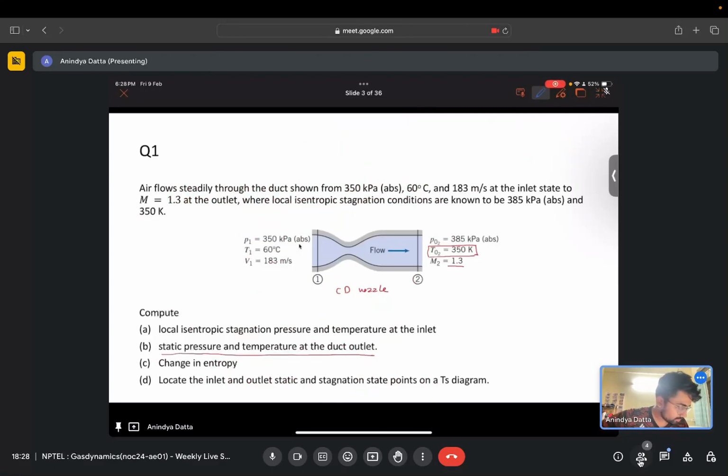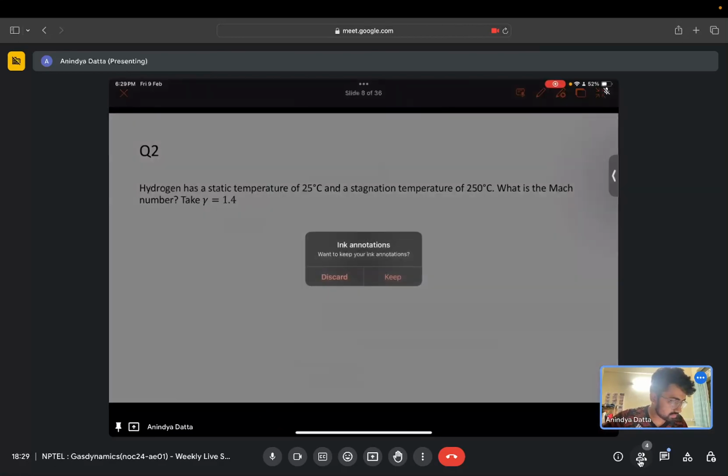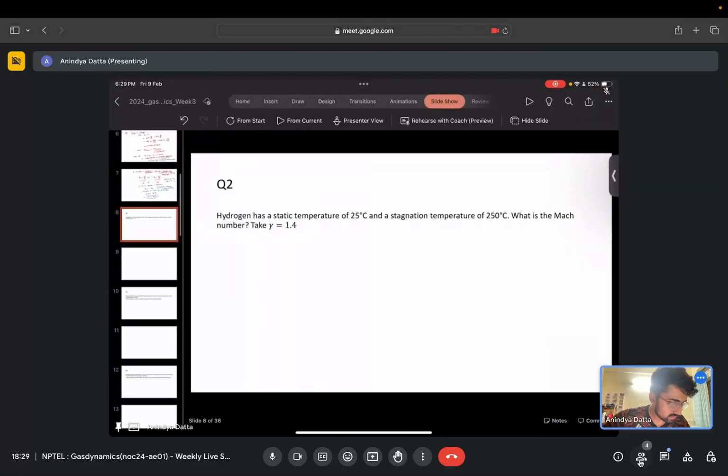I think we have the last part of the problem, which is to draw the state points on a TS diagram. Let's first look at both the stagnation and static state points. Let me insert a slide here.